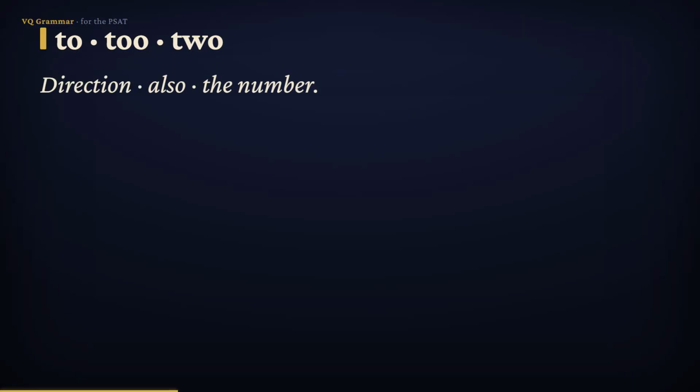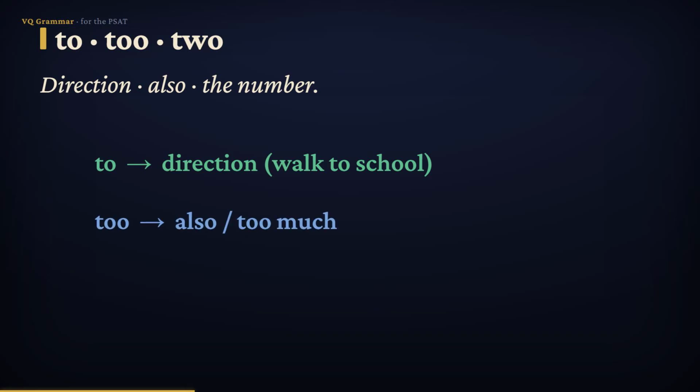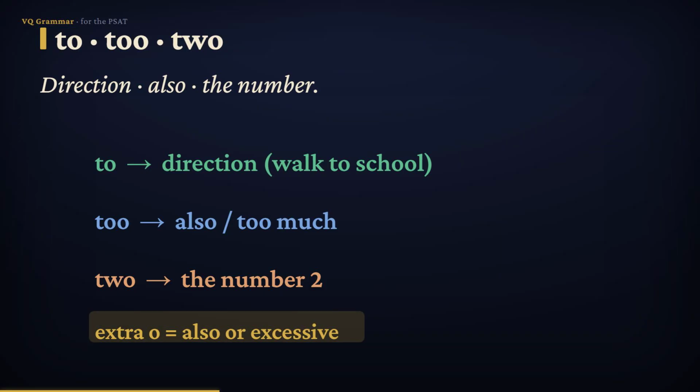Next, to, too, and two. Plain to, T-O, shows direction. Walk to the corner. Too, with two O's, means also or excessively. The soup is too salty, and I want some too. Two, T-W-O, is just the number, like 2 melons. The trick, that extra O in too is the one you add when there's something extra, also, or too much. And two with a W is always the number.